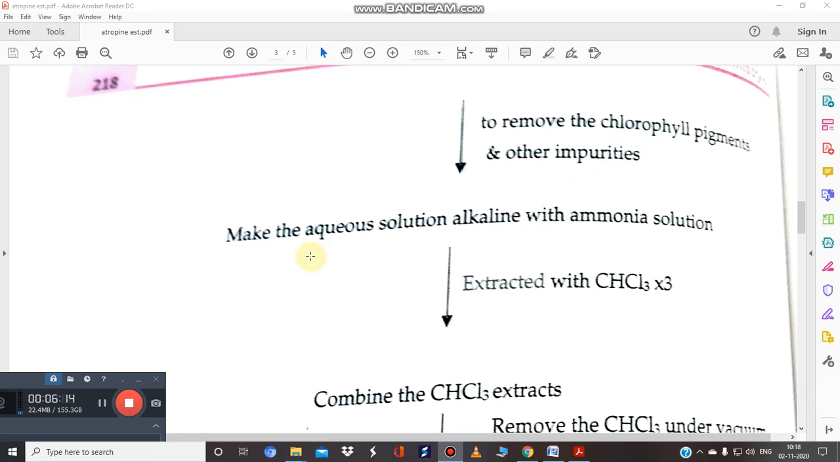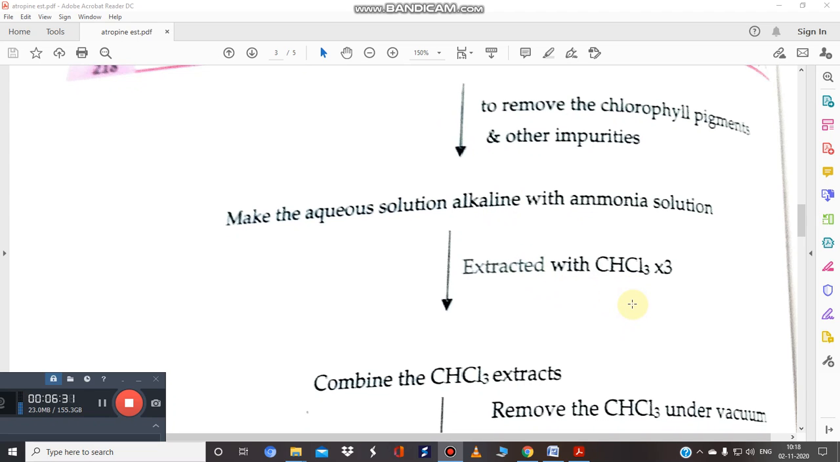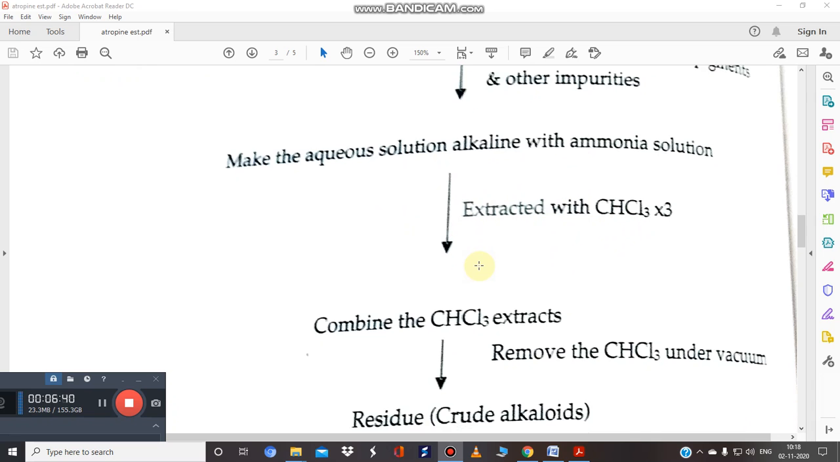Okay, and then again we will use this acid base mixture. First of all we will make the aqueous solution alkaline with ammonia solution. At this stage the alkaloid becomes free. Then we have to promptly use chloroform so as to trap this free alkaloid in the chloroform. So we will extract it thrice. Then we will combine the extracts.